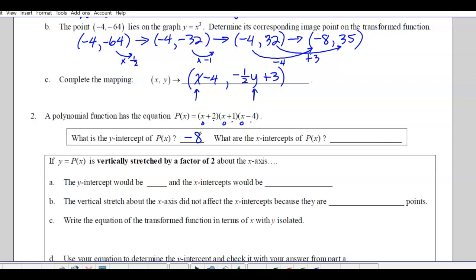X-intercepts, because it's factored, think back to quadratics. It's going to be the opposite side of the constant. So -2, -1, and 4. Okay, from each factor. So if we vertically stretch this p of x by a factor of 2 about the x-axis, the y-intercept, well, think about it. If you've got your y-intercept at -8 here, and you're vertically stretching by 2, it's now going to be at -16.